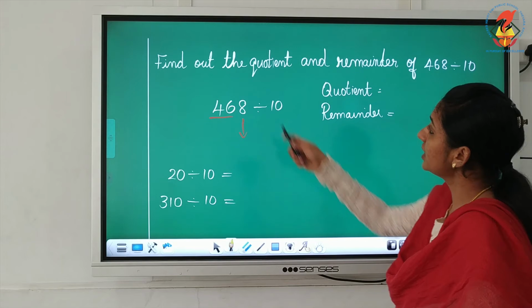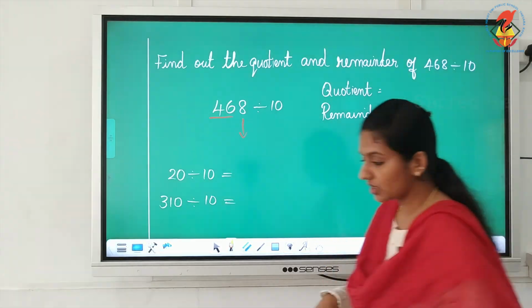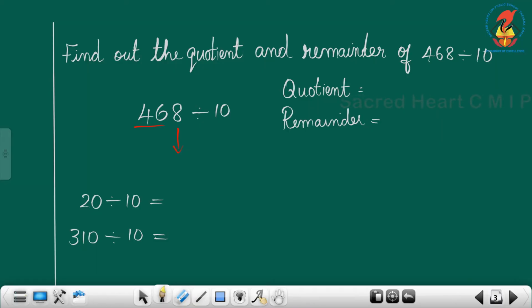Okay. Find out the quotient and remainder of 468 divided by 10. We can analyze what we discussed on the previous page. The ones place number is going to the remainder. So, here this is the remainder and the remaining number is the quotient. Clear? This is the quotient. So, what is the quotient here? The quotient is 46 and the remainder is 8.